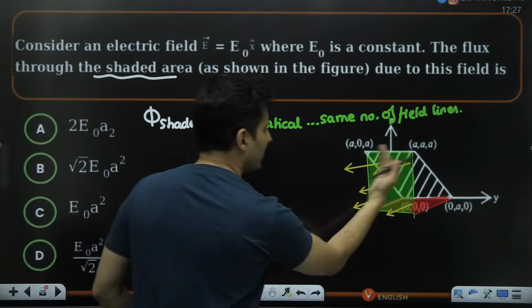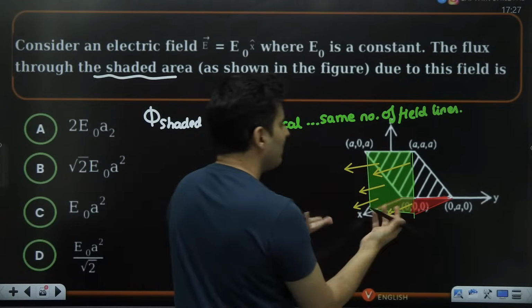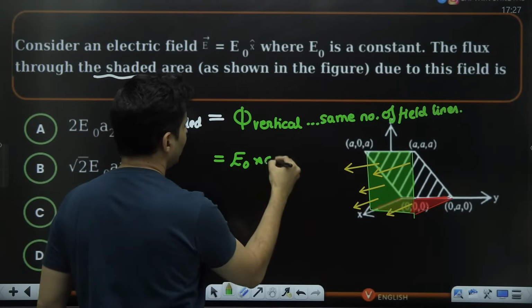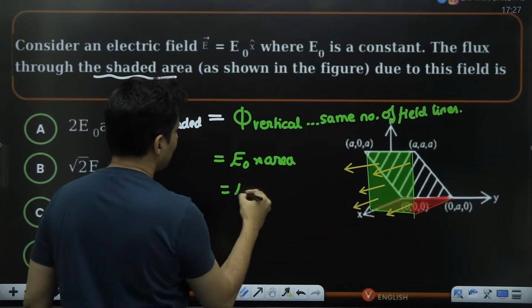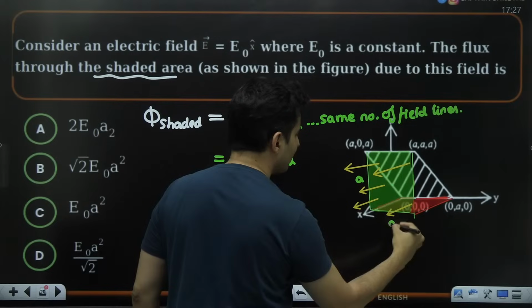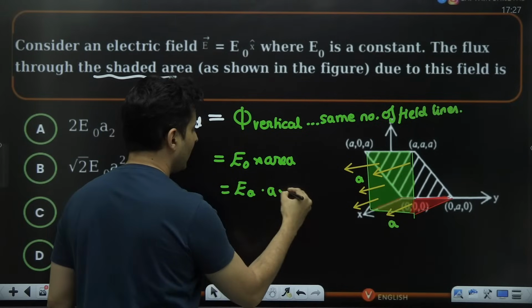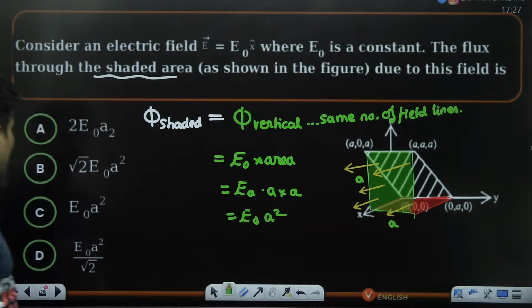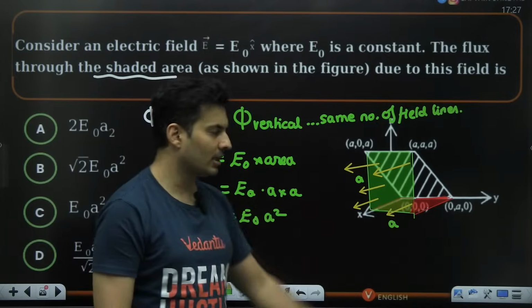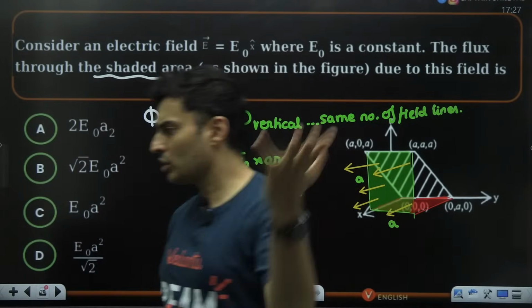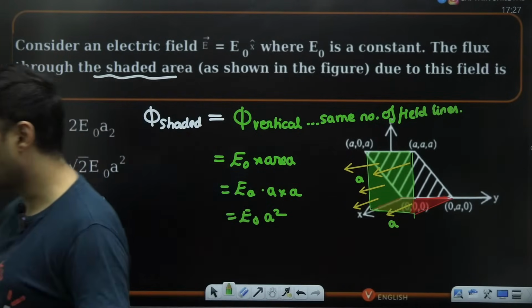So through this part, what will be the flux? The flux will be obviously the field which is going, which is E naught, multiplied by the area of that. So what is the area? Well, the height will be A. The base will also be A. So it will be nothing but A multiplied by A, which is E naught A square. So E naught A square is option C. That's it. So very direct question if you are able to visualize it like this, or else you'll think, what is this? Should I write it in vector form? Should I take dot product?